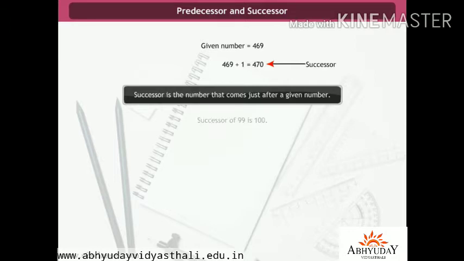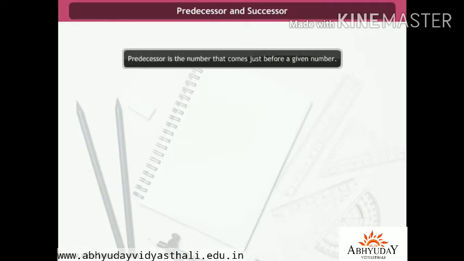Successor is the number that comes just after a given number. Here are some examples. Successor of 99 is 100. Successor of 682 is 683. Successor of 423 is 424. And successor of 581 is 582.